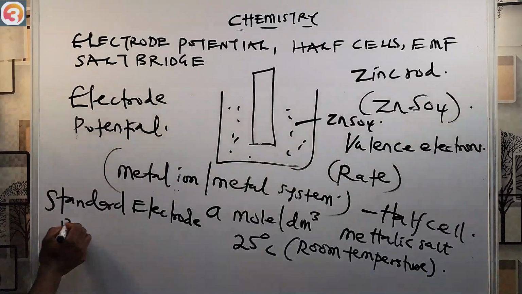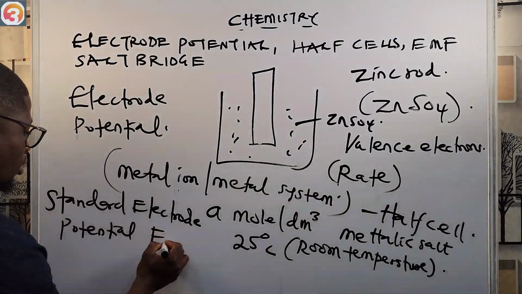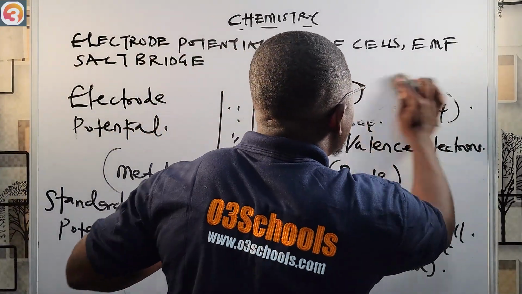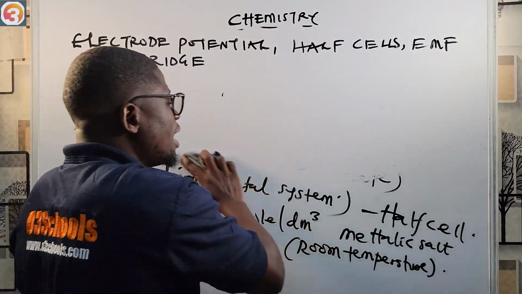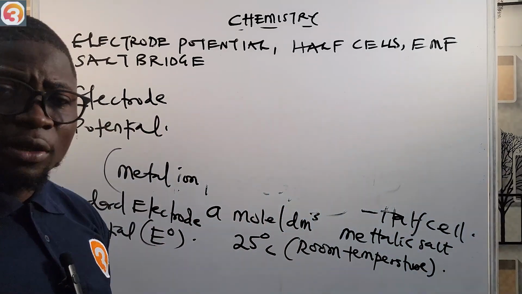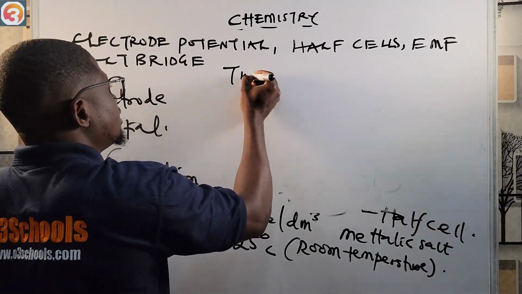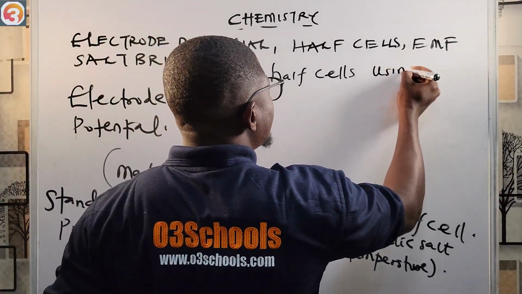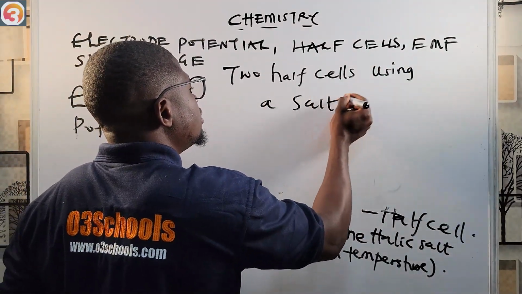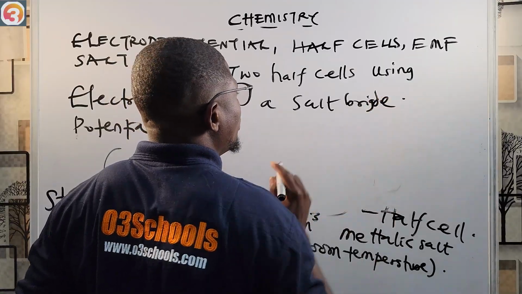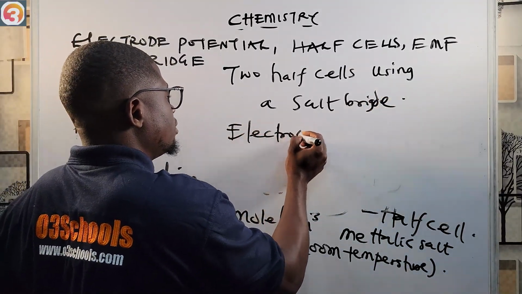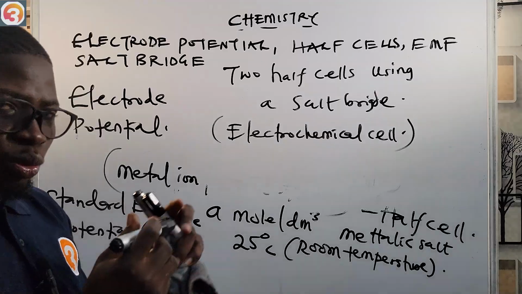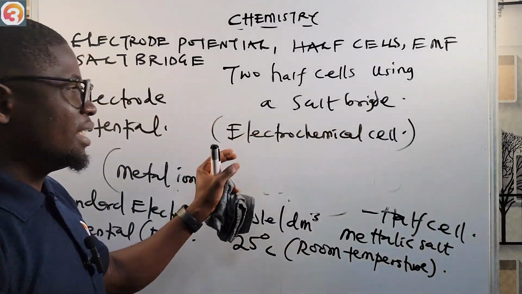Standard electrode potential, which is called E naught. I hope that is clear. Now, when two half cells are joined together using a salt bridge, we call that an electrochemical cell.